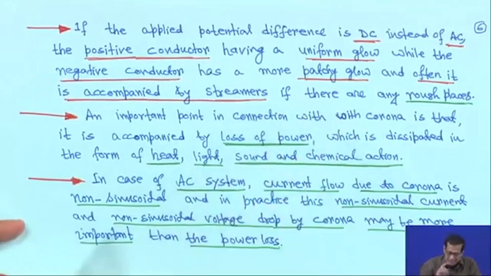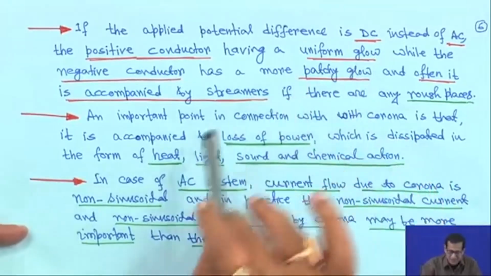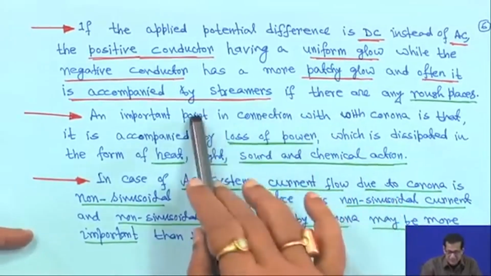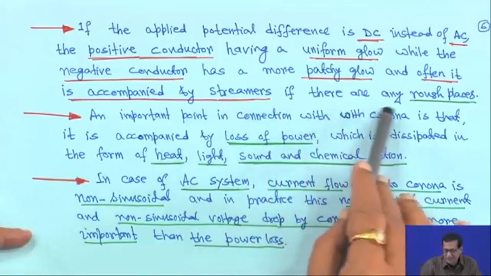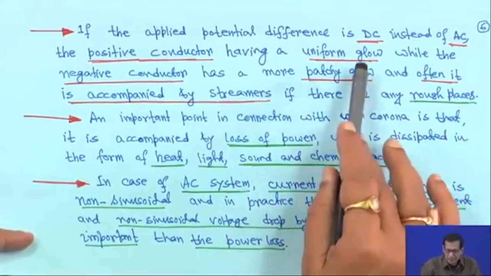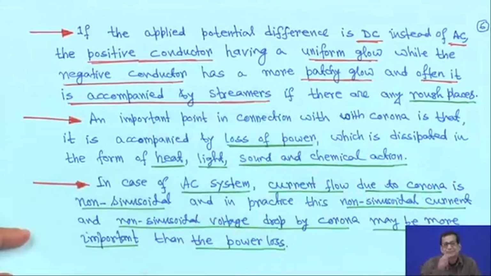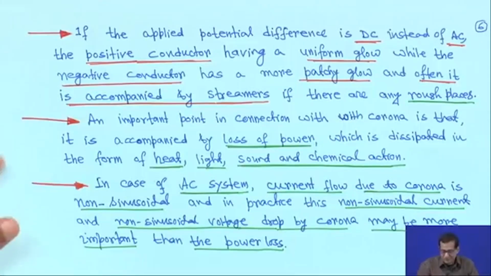So, the question is that for DC, the positive side is uniform, whereas the negative side is patchy, or if there is a rough surface, accompanied by streamers. This is a question to you: why is the positive side uniform and why is the negative side like this, right?